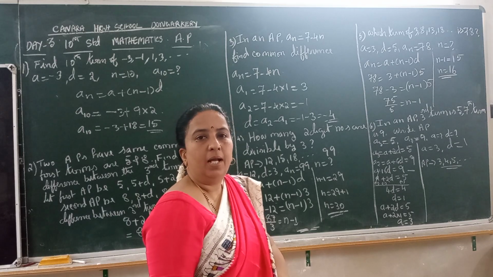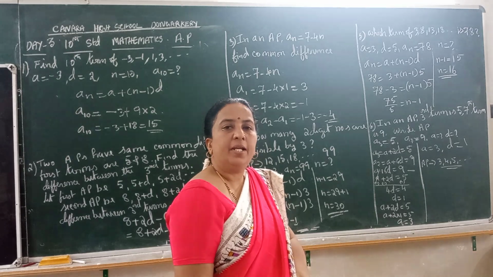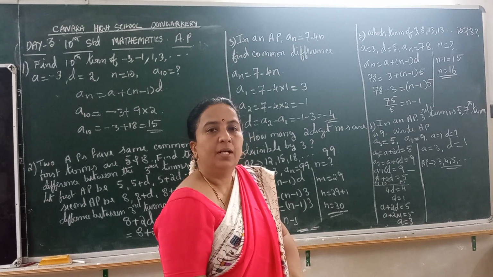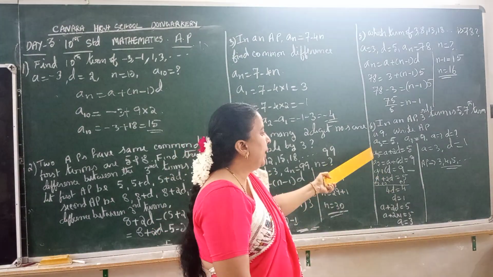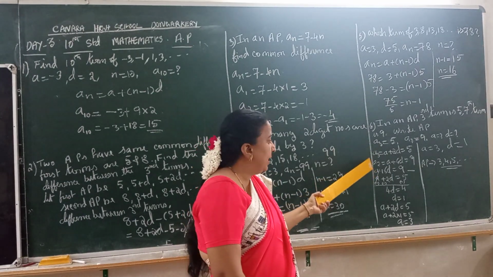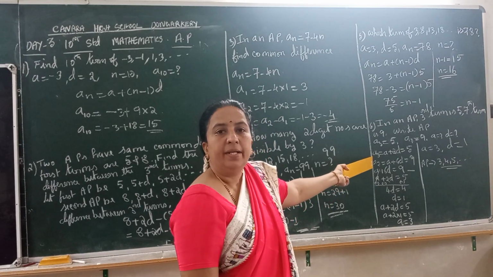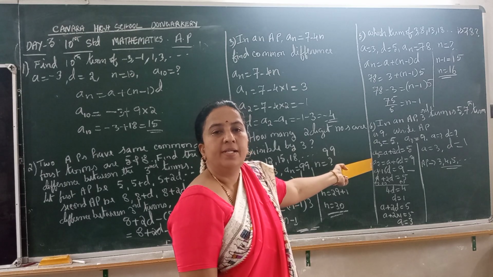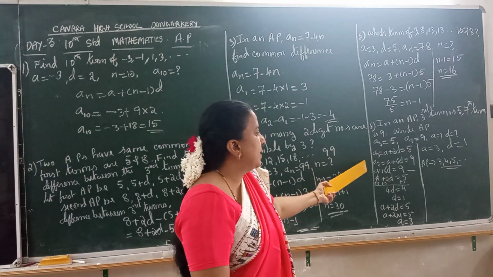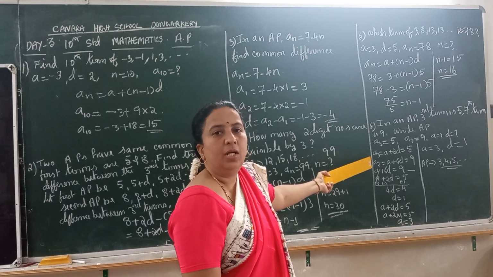In the An formula, in place of N, if we write 3, A3 is equal to A plus 3 minus 1 into D. 3 minus 1 is how much? 2. Therefore, A3 is A plus 2D. Similarly, in the An formula, in place of N, if we write 7, A plus 7 minus 1 into D. 7 minus 1 is how much? 6. Therefore, A7 is equal to A plus 6D. A3 is equal to 5, A7 is equal to 9.